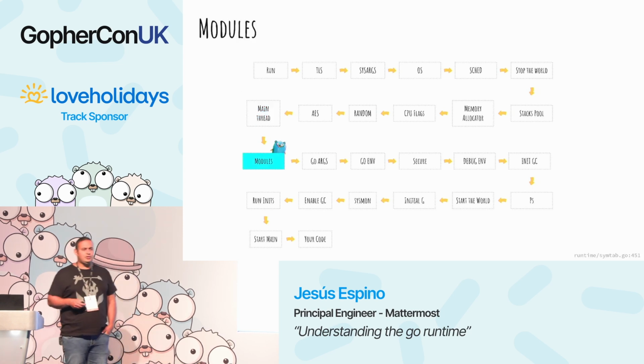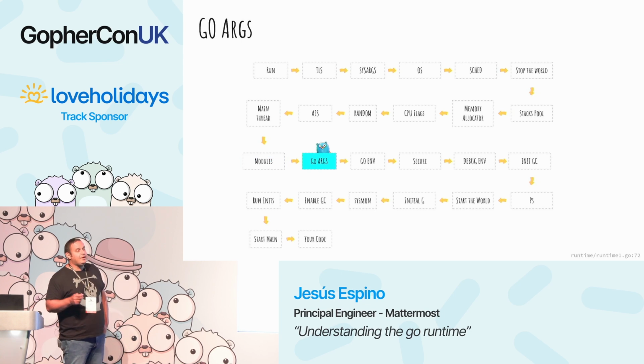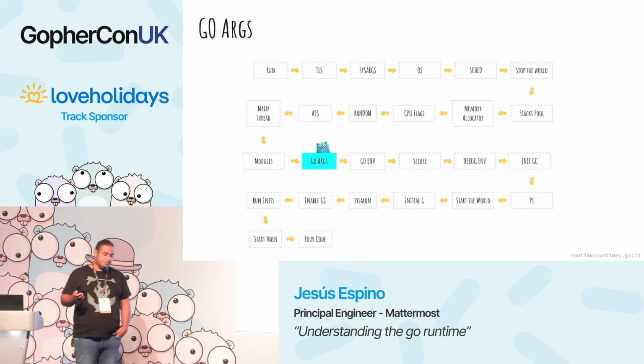Then it's going to initialize all the modules that are compiled with build mode shared or plugin. Then it's going to initialize the GoArgs. It's going to take this AUXV information that we saw before, and put that in the args slice. It's a global variable in the runtime, and that args slice is going to be exposed to the OS package through a function. So the OS package can access that, and you normally access the args through this method.